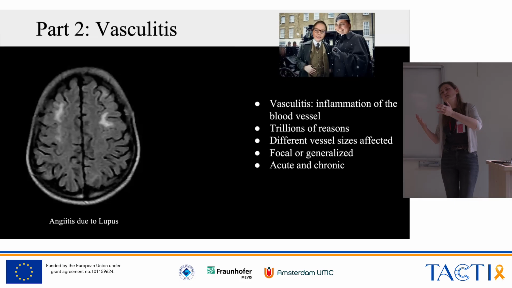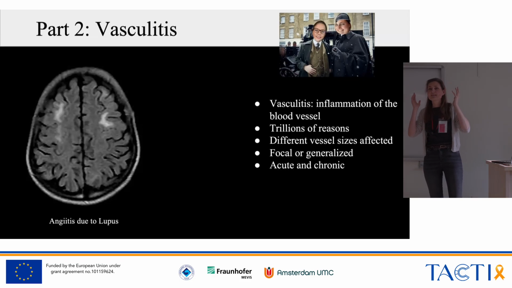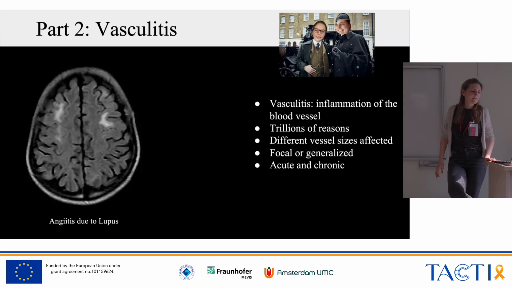Let's maybe skip the clinical part, but as you know, there are many reasons and different vessels are affected. If you have a bigger vessel affected, then you have a bigger lesion. If you have a smaller vessel affected, then you have a smaller lesion. If you have one vessel affected, you only have one region affected. If you have a generalized angiitis, you have many different regions affected. So this is something to bear in mind.